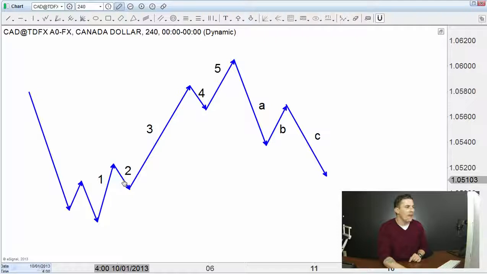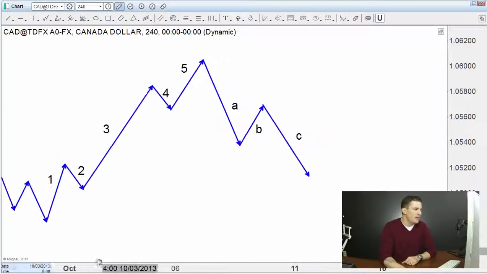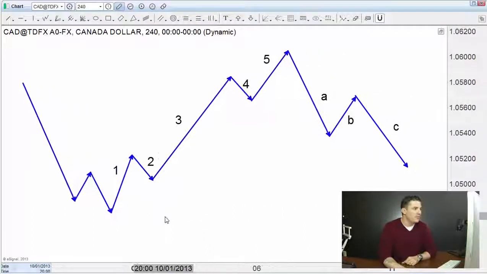And then you see the pullback, okay? And this pullback happens when, naturally, at some point during the press up, all of these buyers who bought during the first phase of this move are going to be exhausted, and sellers are going to come in, and you're going to get some profit takers out of here. And that's why we see this pullback of the two leg.